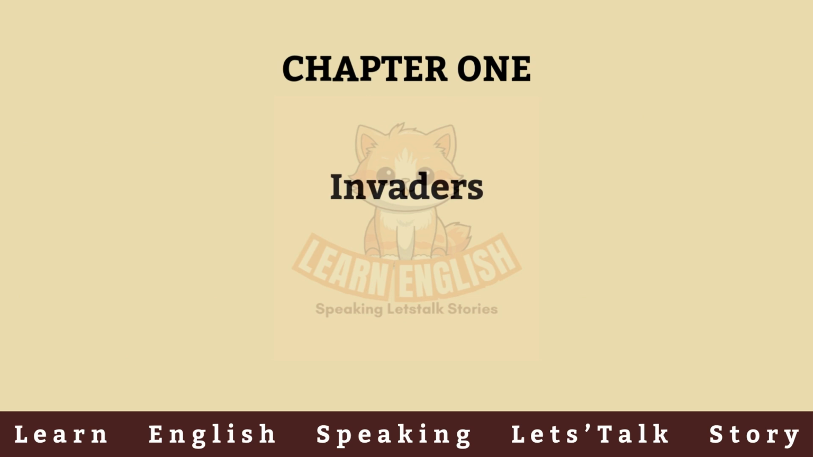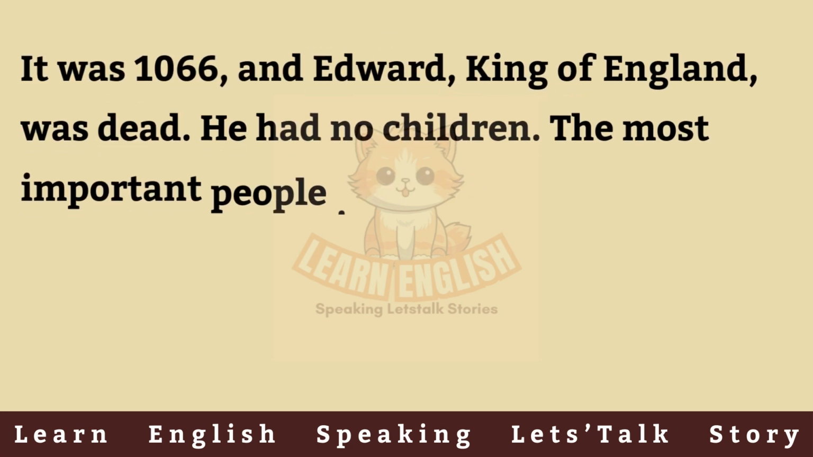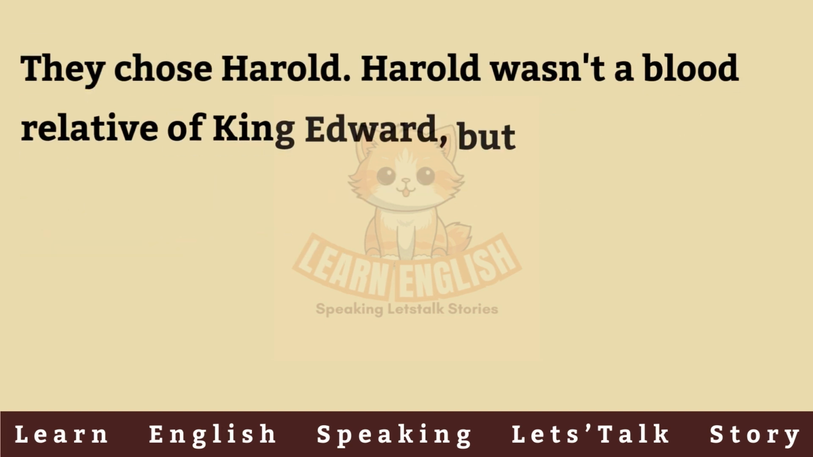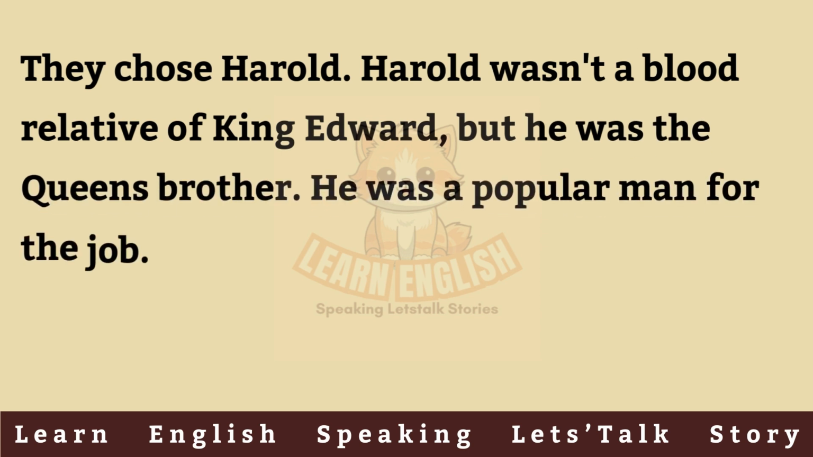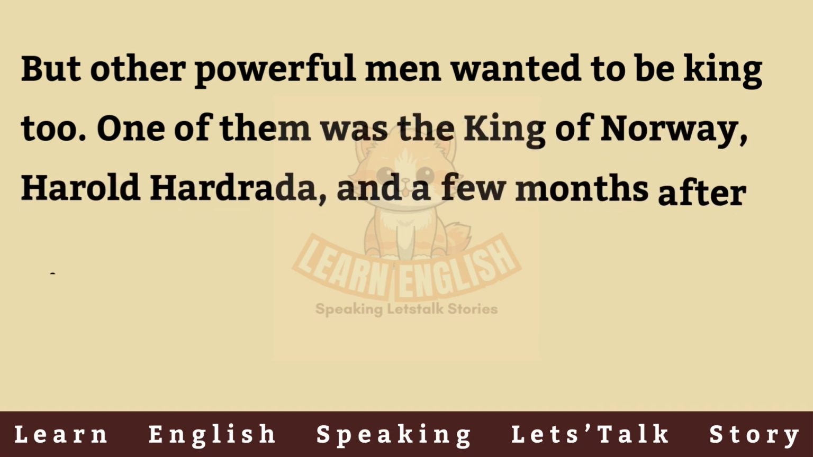Chapter 1. Invaders. It was 1066, and Edward, King of England, was dead. He had no children. The most important people in the country met to choose a new king. They chose Harold. Harold wasn't a blood relative of King Edward, but he was the Queen's brother. He was a popular man for the job. But other powerful men wanted to be king too.